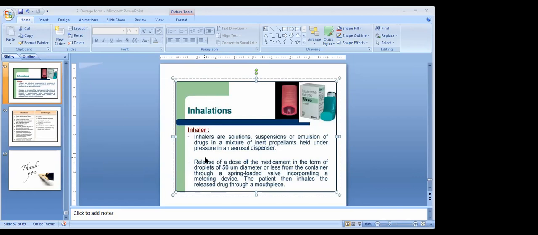So what is inhaler? It is a gaseous form in which the solution, suspension or emulsion of the drug in a mixture of inert propellant is held under pressure in an aerosol dispenser or aerosol container.